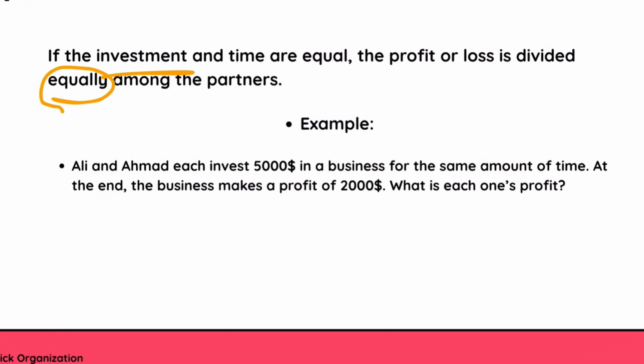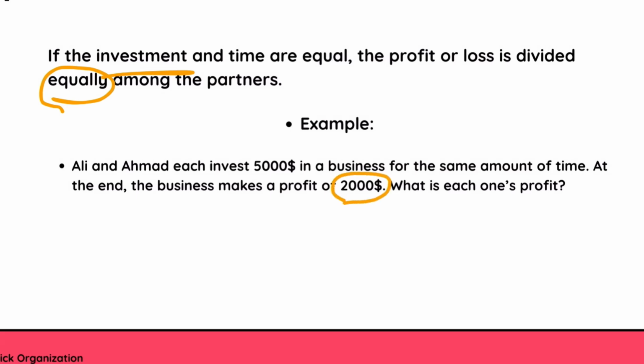Ali and Ahmed each invest $5,000 in a business for the same amount of time. At the end, the business makes a profit of $2,000. What is each one's profit? So they have each invested $5,000 for the same amount of time. So both the investment and time are equal. So the profit should be divided equally among partners, right?